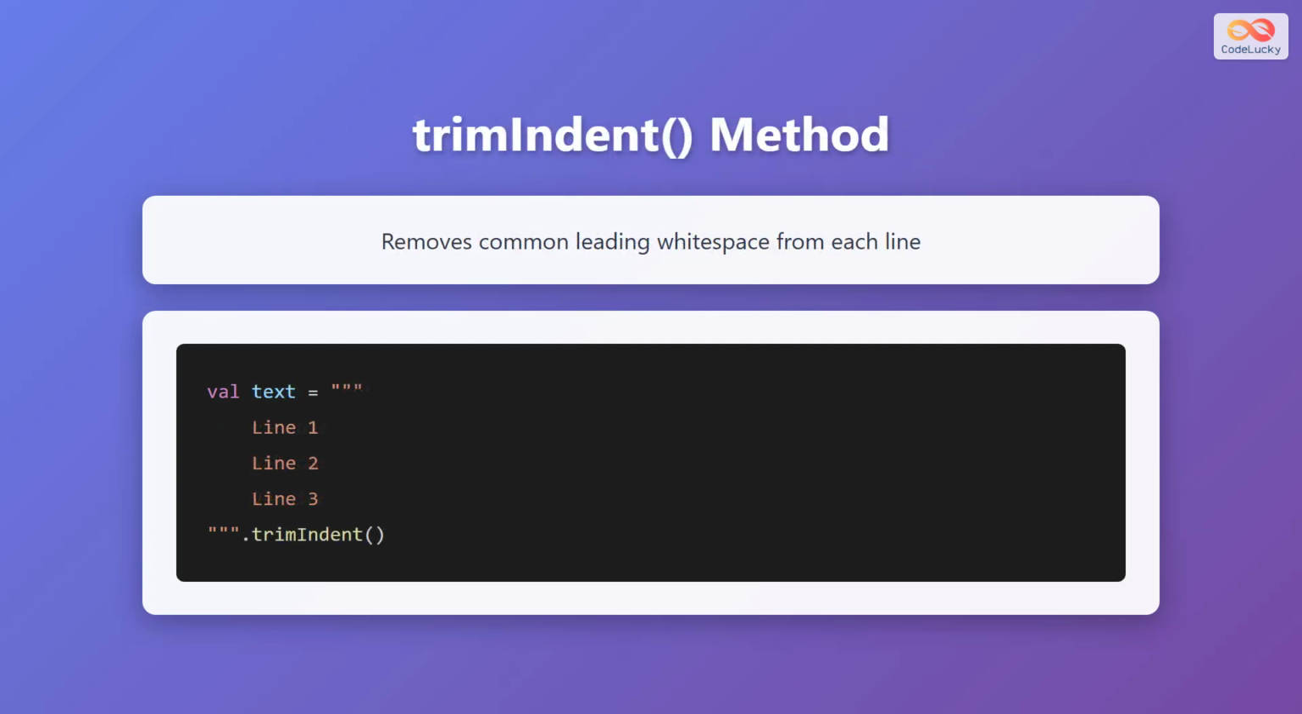When working with raw strings, you'll often use the trimIndent method. This is extremely useful because it removes the common leading whitespace from each line. This means you can indent your raw string nicely in your code for readability, and trimIndent will clean it up at runtime. Just call .trimIndent() after the closing triple quotes.